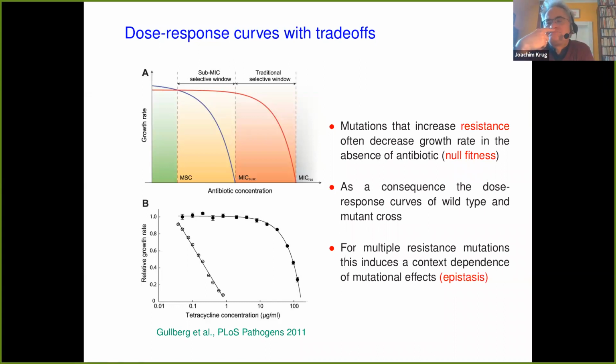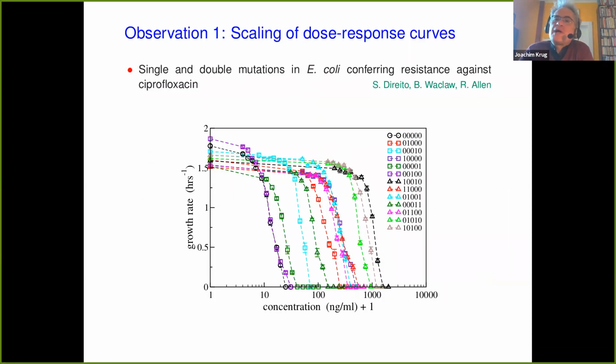Now this, of course, per se looks like a very complicated problem, because you have this combinatorially large number of mutants, and for each mutant you would have to determine the dose response curves. But it turns out that this problem actually can be simplified significantly, and this is where the experimental data from the Edinburgh group comes in.